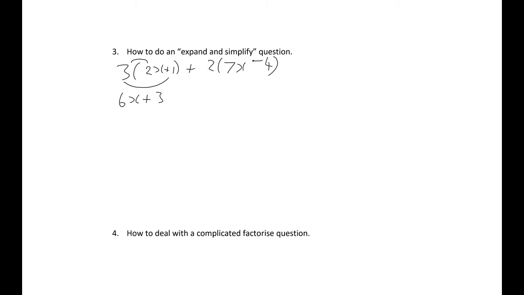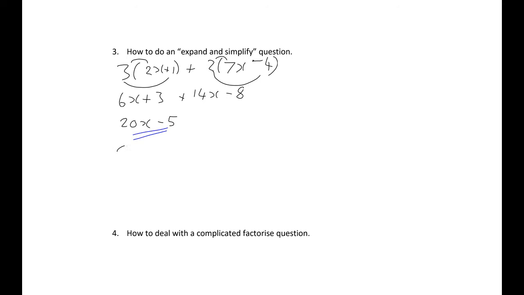6x plus 3 plus 14x minus 8. Okay, that's a bit better. However, there are x terms here and x terms here, and there are number terms here and number terms here. So we're going to simplify those. 14x plus 6x is 20x. 3 minus 8 is minus 5. That has been expanded and simplified.